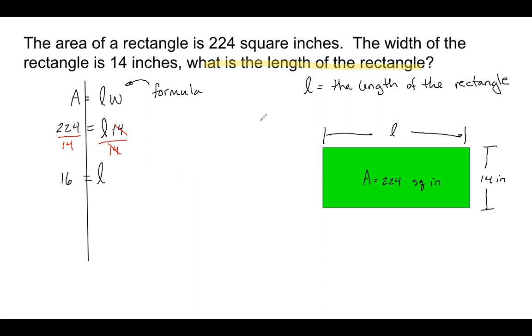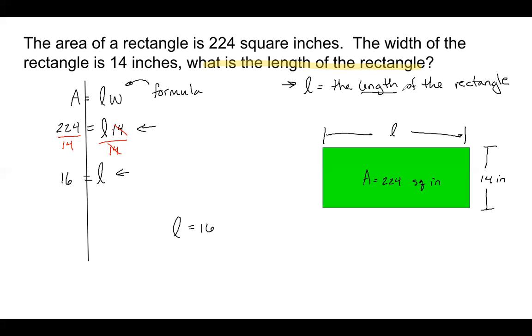All right. I wrote a variable to represent the thing I don't know, the thing they're asking me to find. I created an equation using that variable. I solved my equation to get an answer. So now my only step left to go is to write that answer with units. L equals 16. Well, 16 what? It's the length of the rectangle.